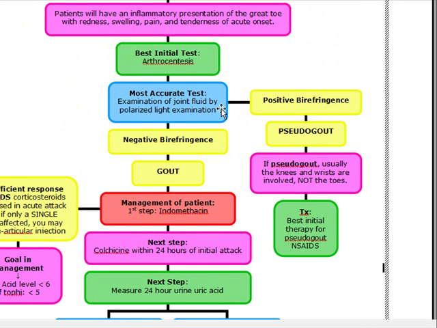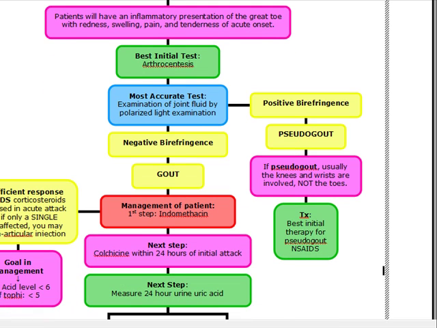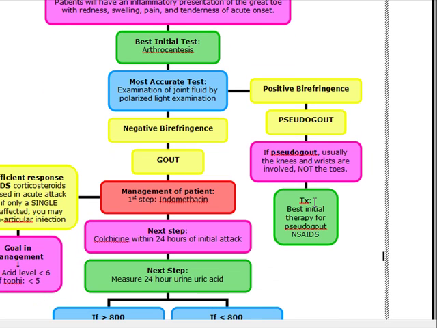Now, if the patient for some reason comes in with positive birefringence, which won't happen in this case usually, because if it happens on the great toe, it's going to be negative birefringence and gout. But sometimes they ask you about pseudo-gout. Pseudo-gout is usually going to affect the knees and the wrists, not the toes. But they're going to be positively birefringent, and what we have to remember is that the best initial therapy is the same for pseudo-gout as it is for gout, and it's going to be NSAIDs. And that's pretty much what we have to remember.